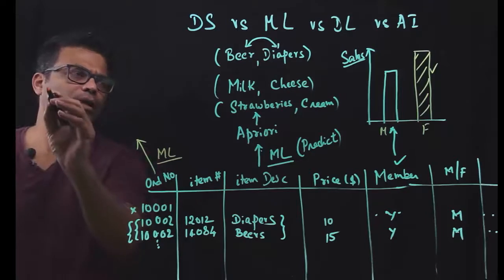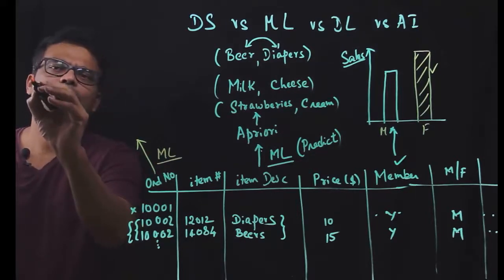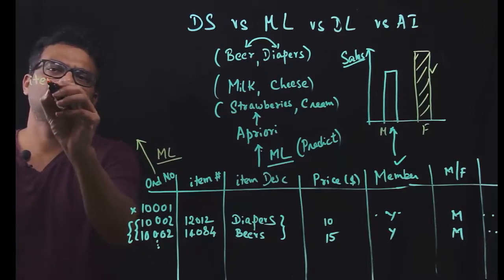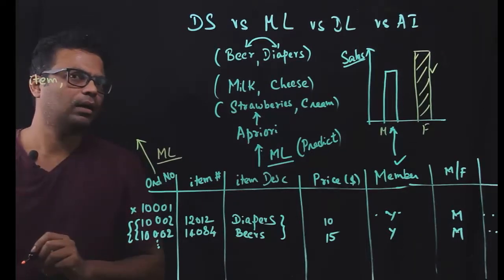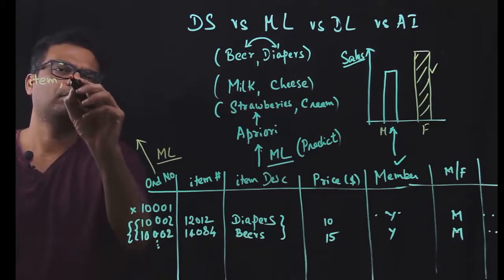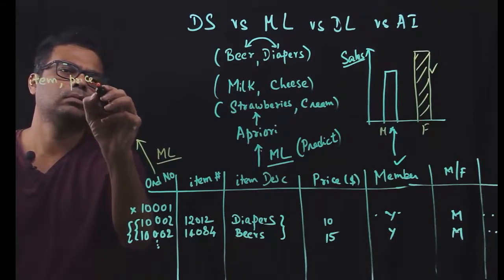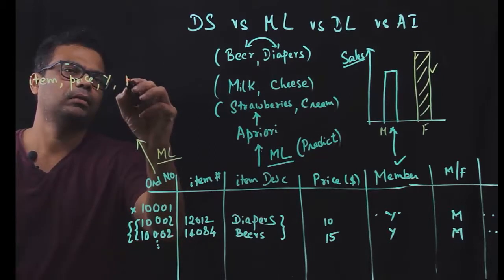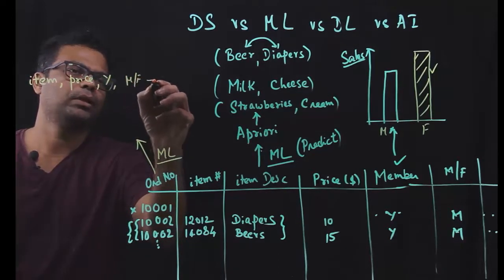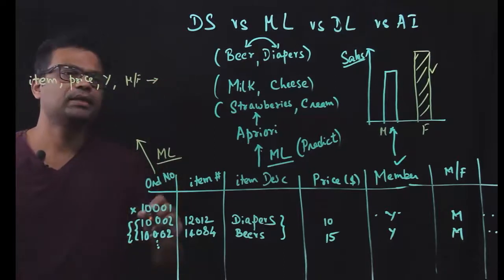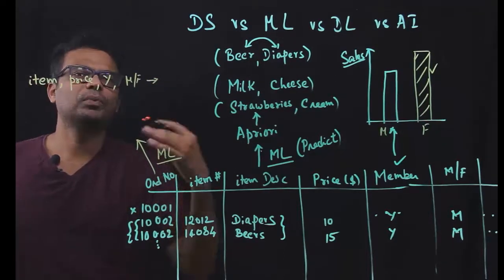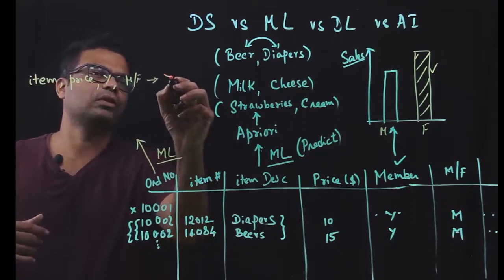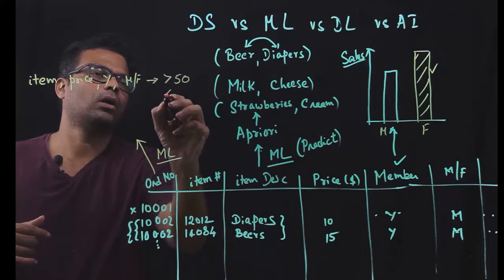So it would go something like this. What are the parameters that we have? We have item and we have price, membership, yes or no, and of course, male or female. Based on this, can we identify if the average purchase of the user is greater than $50 or less than $50?